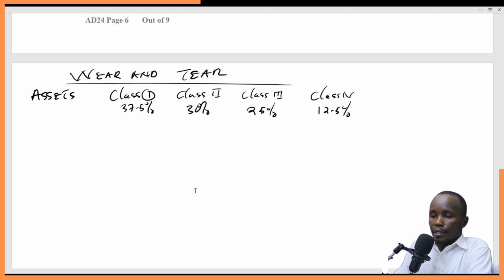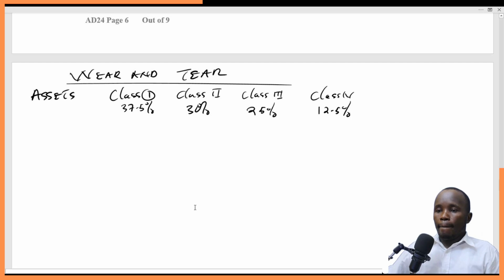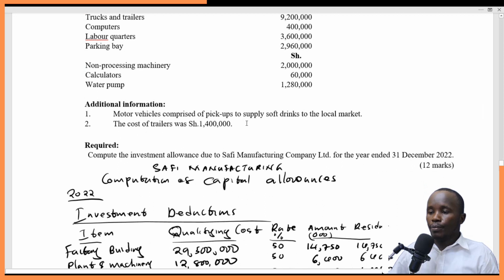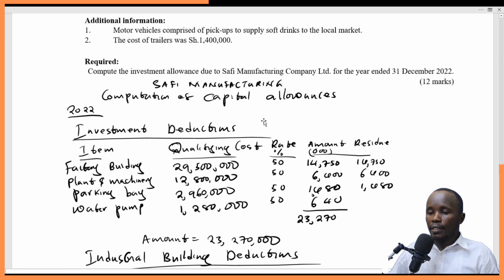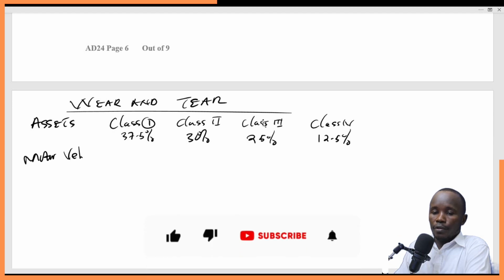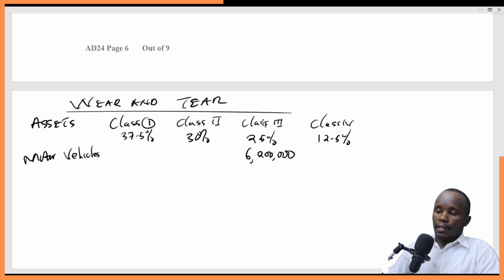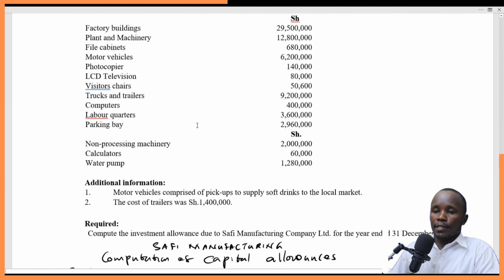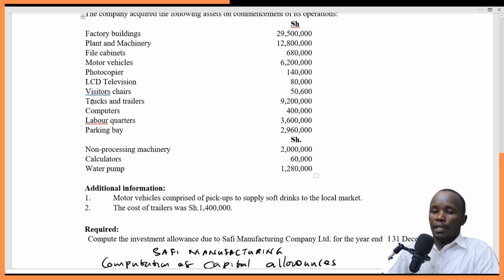So let's move on and see this. From the additional information here, you are told that the motor vehicle comprises pickups to supply soft drinks to the local market. Pickups, those kinds of motor vehicles, are classified in class 3. So here we have motor vehicles, 6,200,000. Those are in class 3. Now, we move on. Photocopiers, LCD television, calculators, and the rest, and computers are all in class 3.